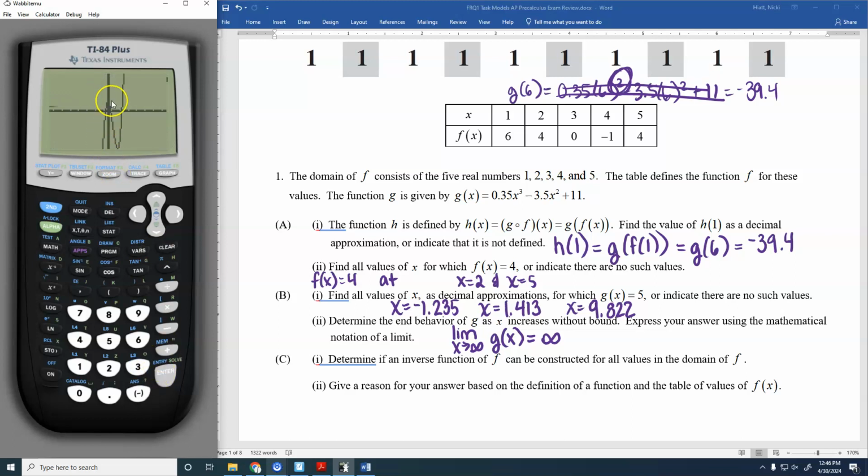So if I think about what this graph looks like, this is something I probably didn't talk about enough whenever we were doing these problems. But in order for there to be an inverse, your function has to be what we call 1 to 1. That means each x just has one y. And each y only has one x, right? 1 to 1.